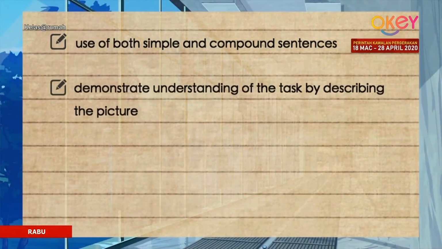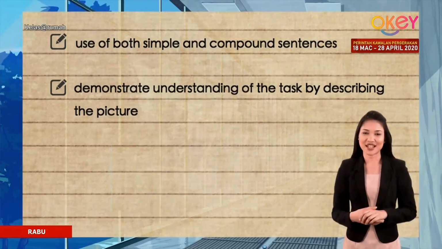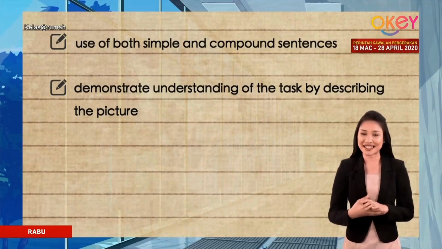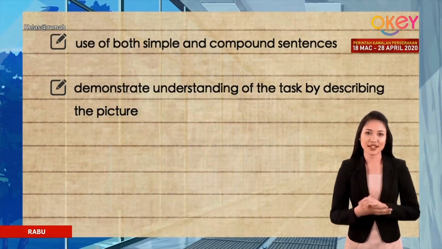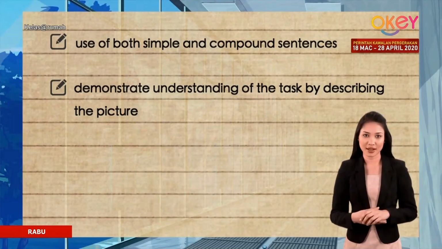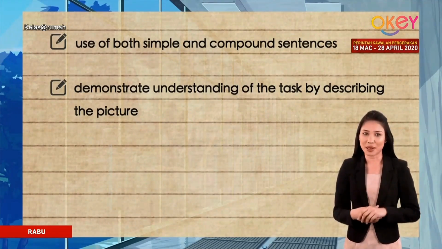Demonstrate understanding of the task by describing the picture. Another way to score for this section is by describing the picture as detailed as possible. Study the picture given and use adjectives to describe what you see. Pay attention to what the people in the picture are doing and the objects around the people.